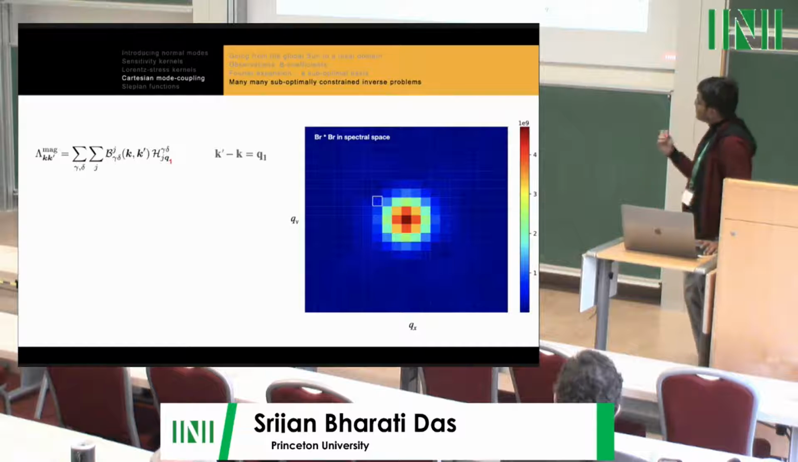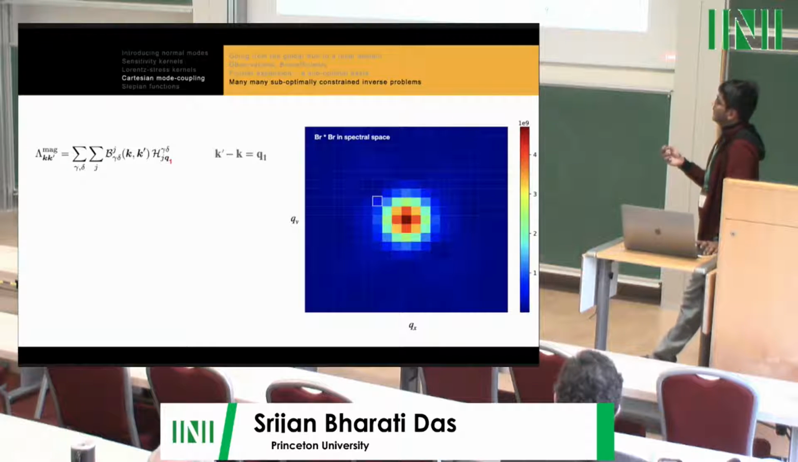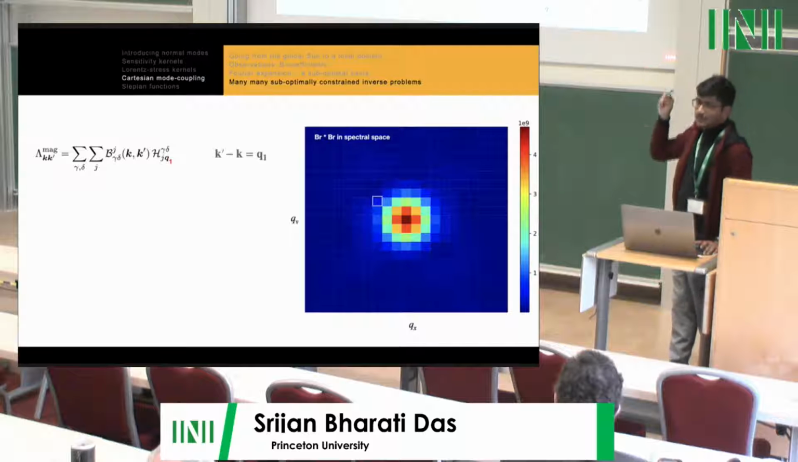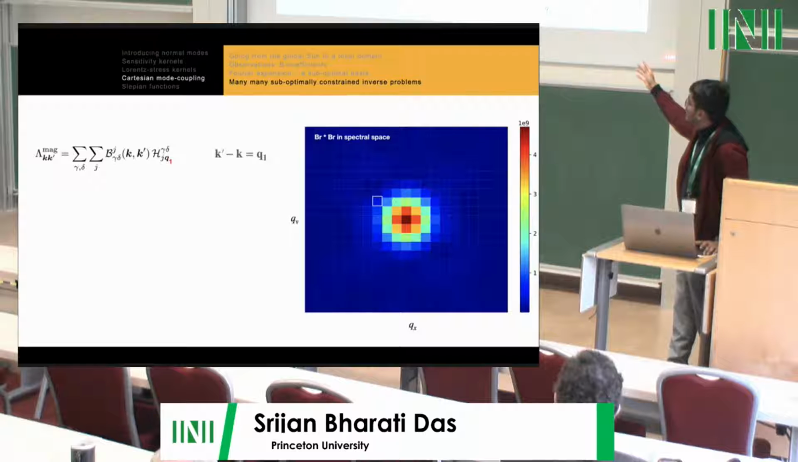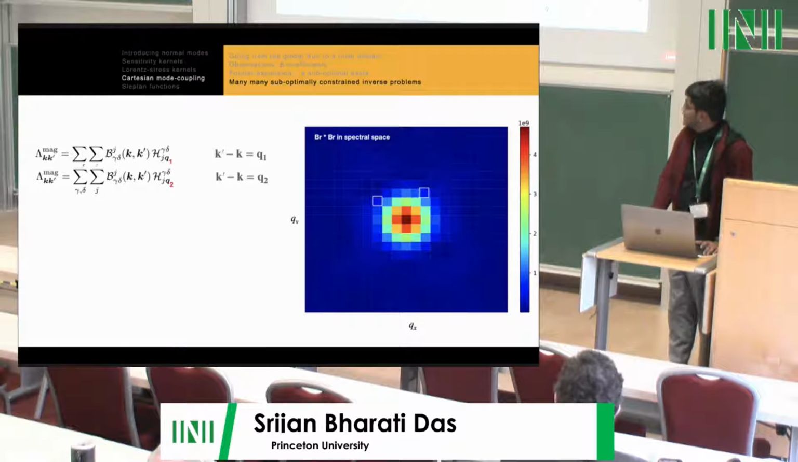So according to the inverse problem, the way I explained before, let's say we want to infer a structure of wave number q1, given by the white square in that plot. You see that it's only the wave numbers k prime minus k which satisfy that relation to give you q1 that will actually figure into the inverse problem for q1. Now, if we try to invert for q2, similarly, it would be another set of k prime minus k, and so on.